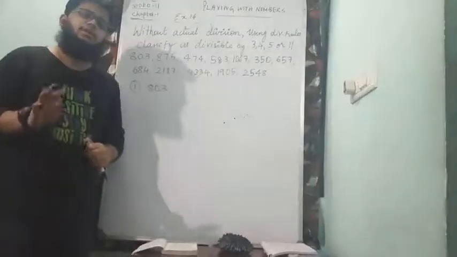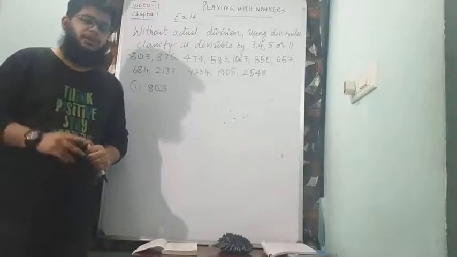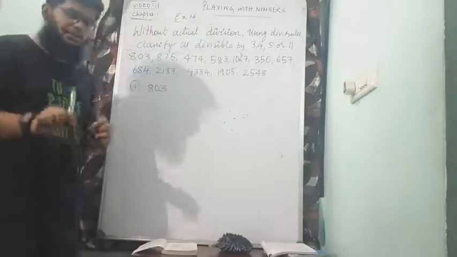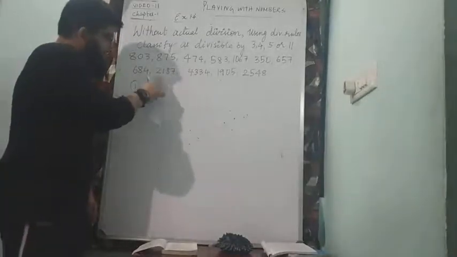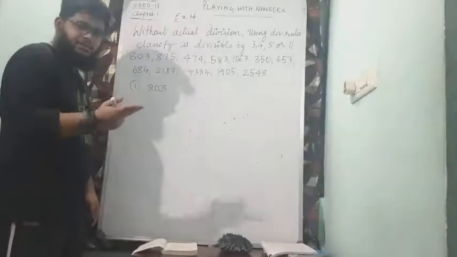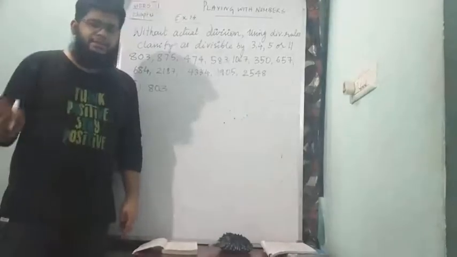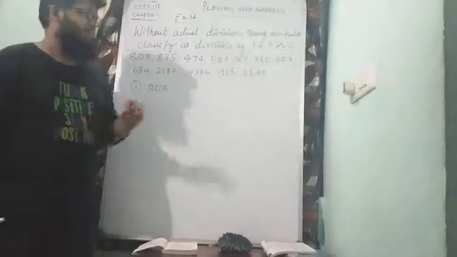What is the rule for divisibility by 3? Add all the numbers, and if the answer comes in the table of 3, or it is a multiple of 3, then it is divisible by 3. Correct? Let me add. 8 plus 0 is 8. 8 plus 3: 9, 10, 11. So if I add all this, I am getting 11. Do we get 11 in the table of 3? No. That means this number is not divisible by 3.